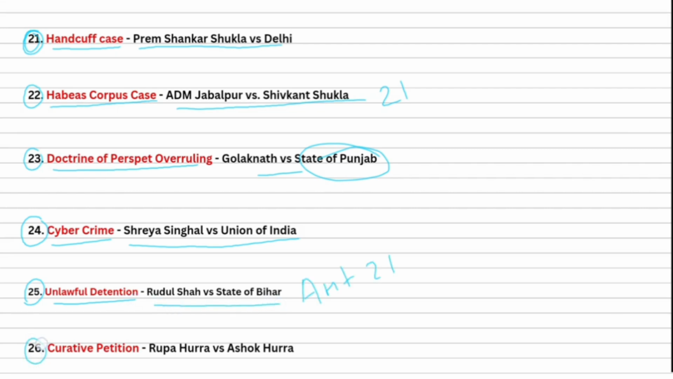And the next case we have is the curative petition case. It's Rupa Hurra versus Ashok Hurra. This case established that a curative petition can be filed after a Supreme Court judgment if there is a need to correct the legal mistake or prevent injustice, but it is only allowed in exceptional cases.